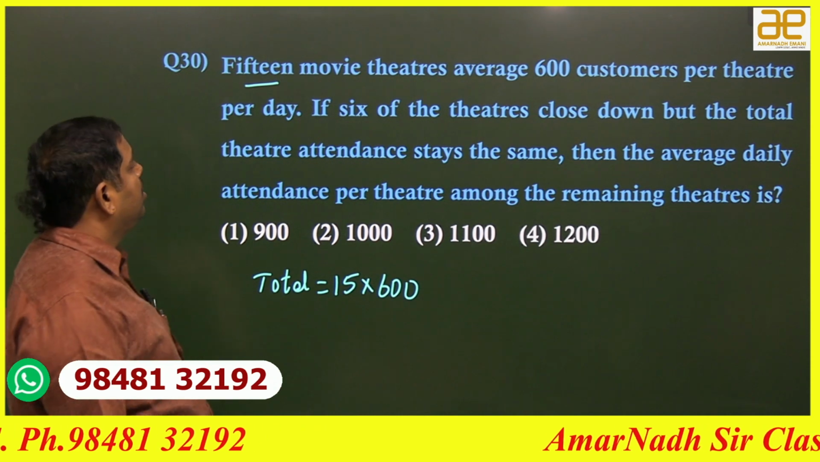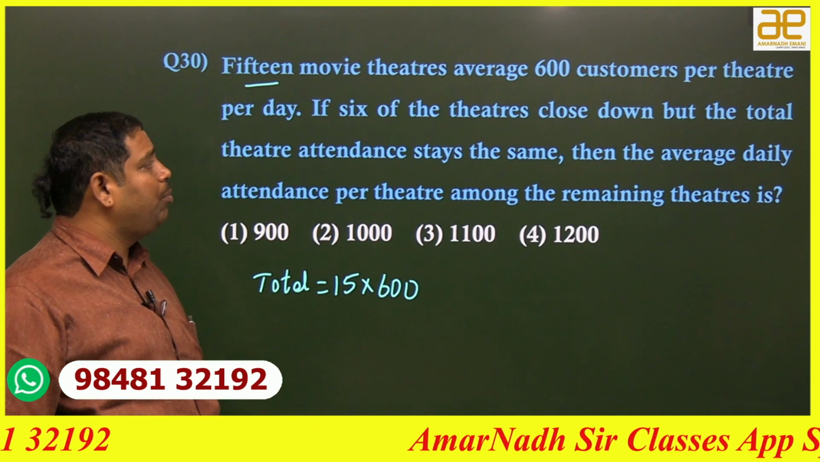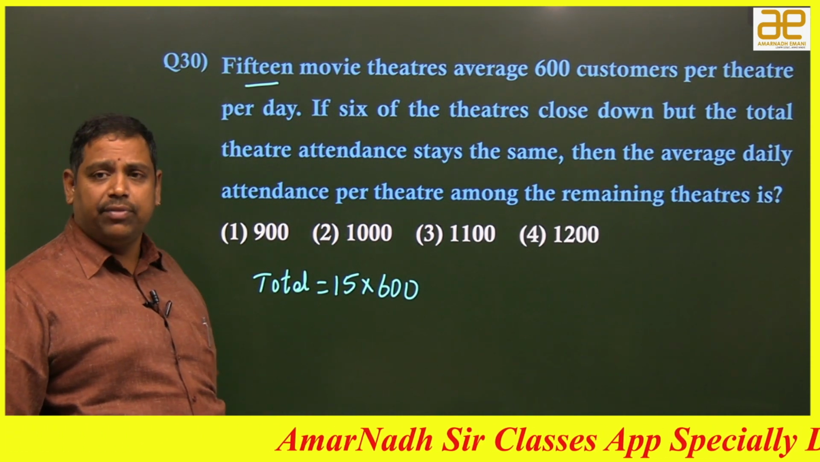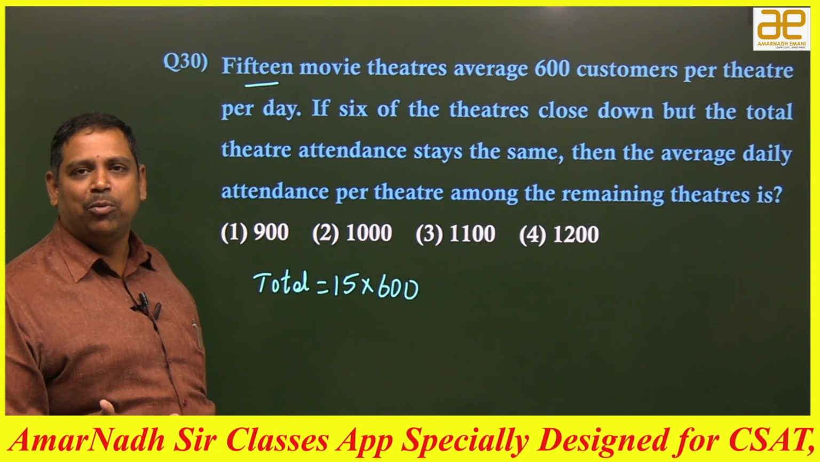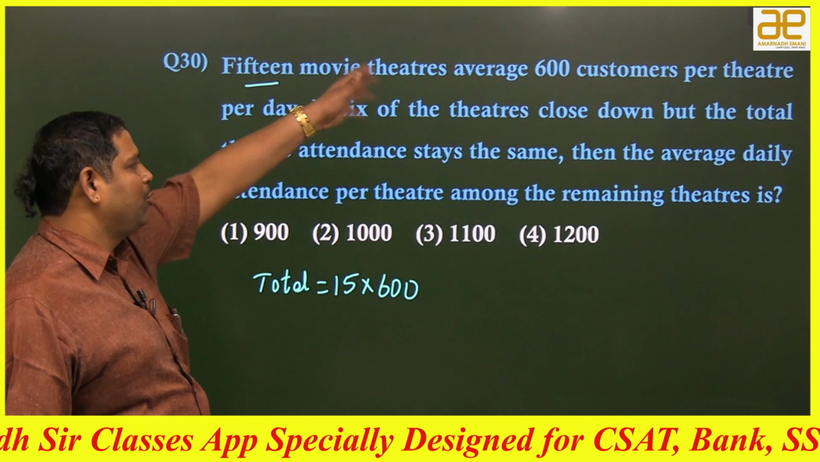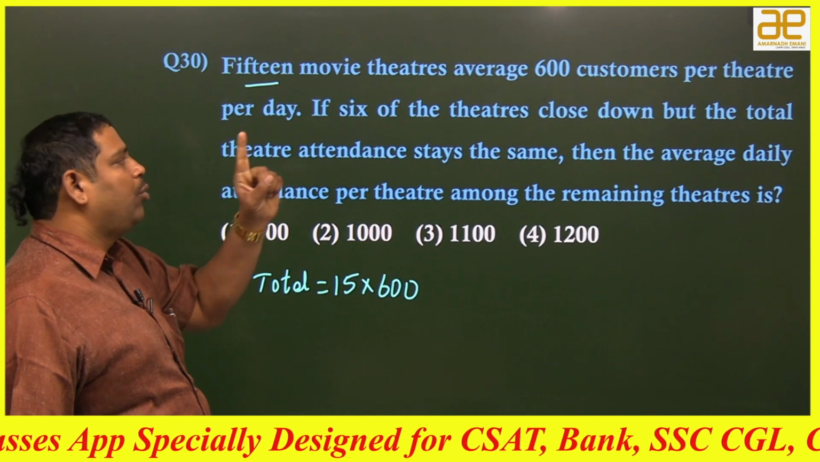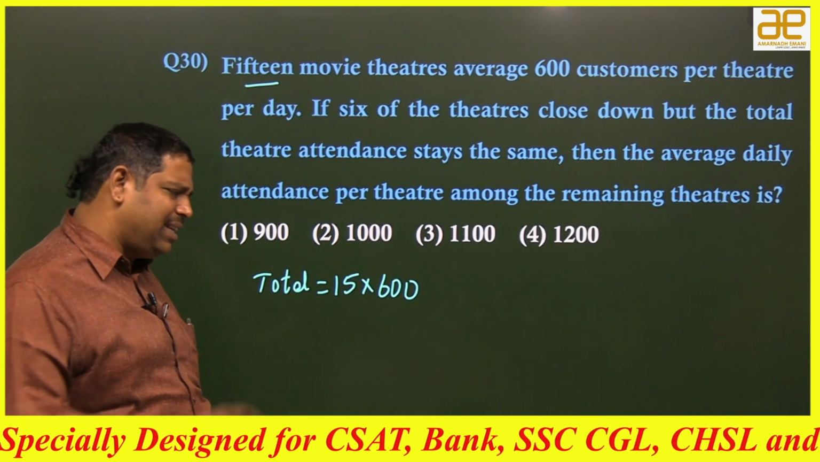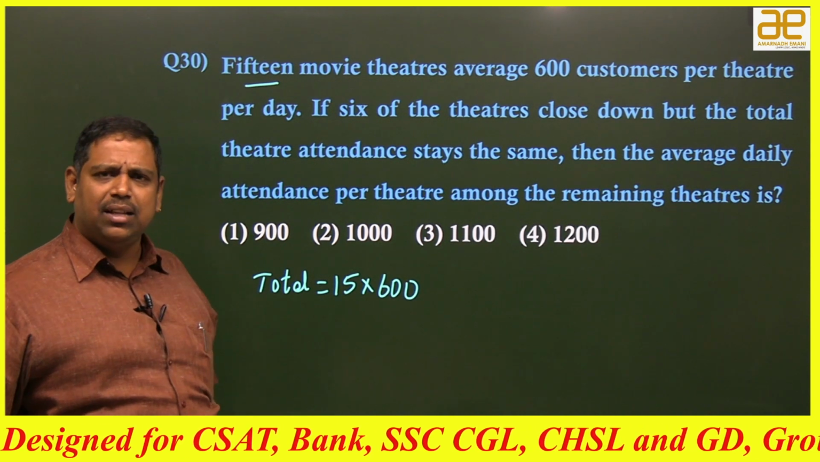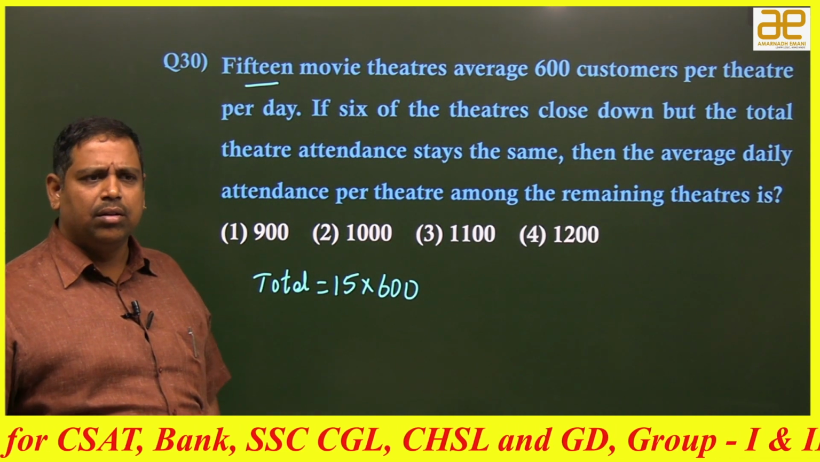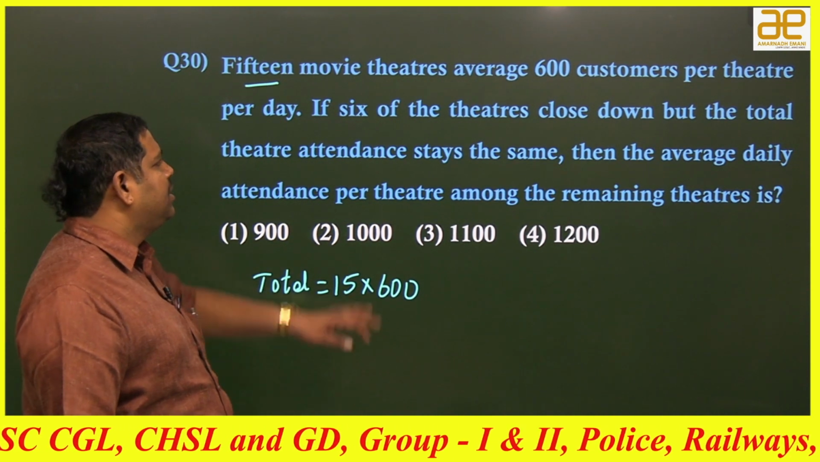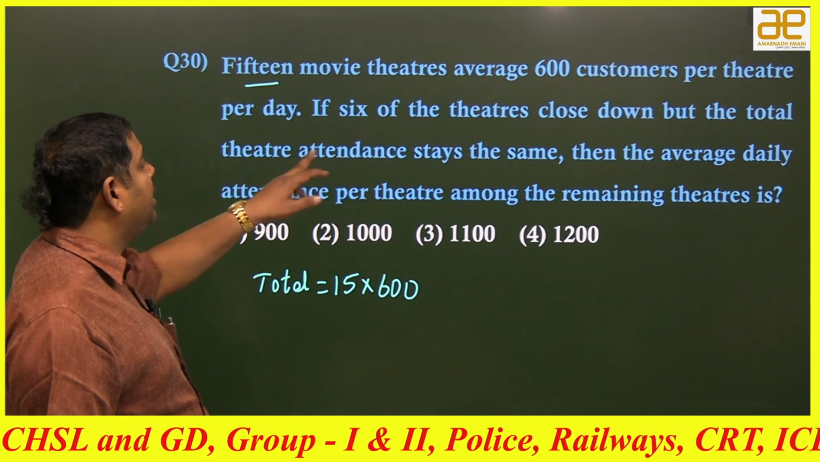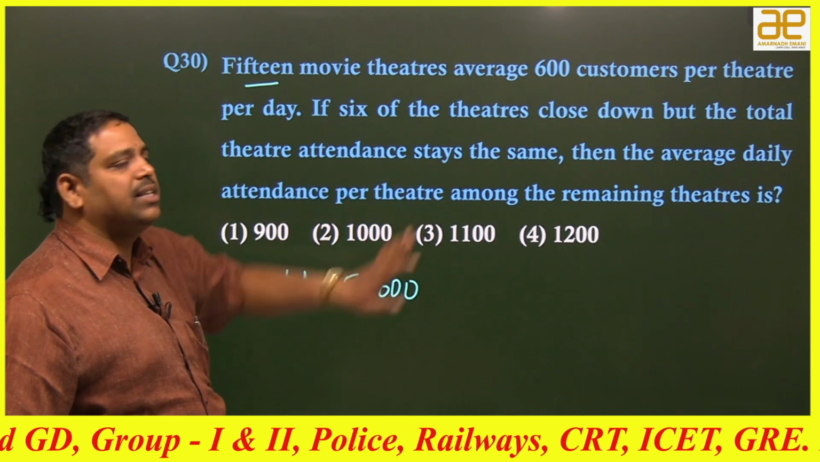Okay. If 6 of the theaters closed down, oh my god, OTT's effect. Okay, web series effect. Serials effect. What do you say? Okay, 6 theaters were closed down. Now how many theaters are there? Only 9 theaters. Okay, sir, theaters were closed down. That means the population of the village reduces? No. So they will rush to some other theaters, right? Okay. 6 theaters were closed down, but the total theater attendance stays the same.